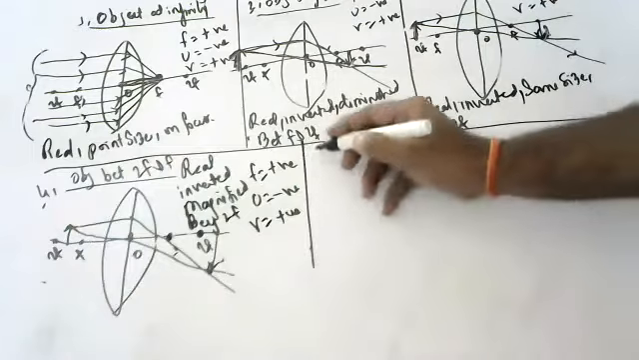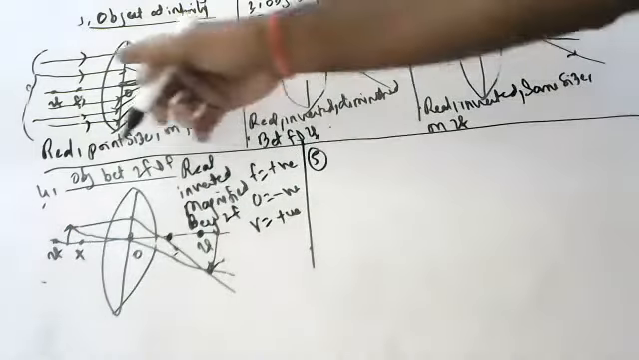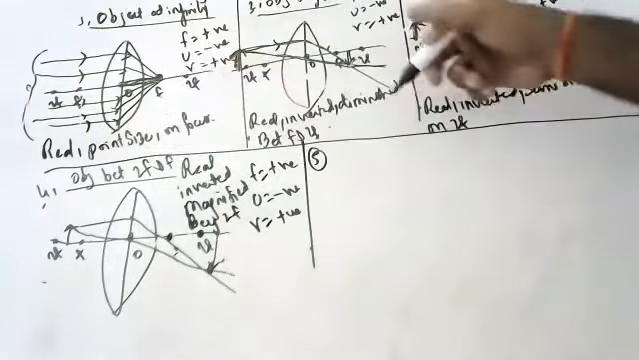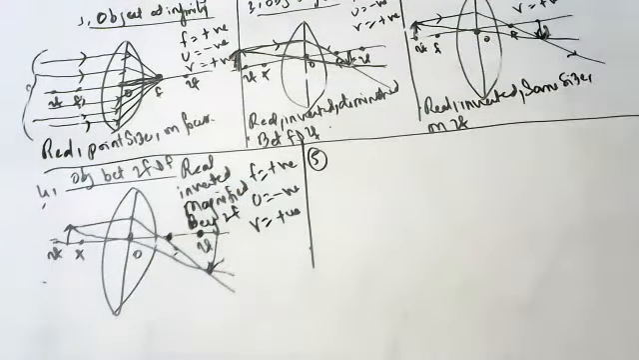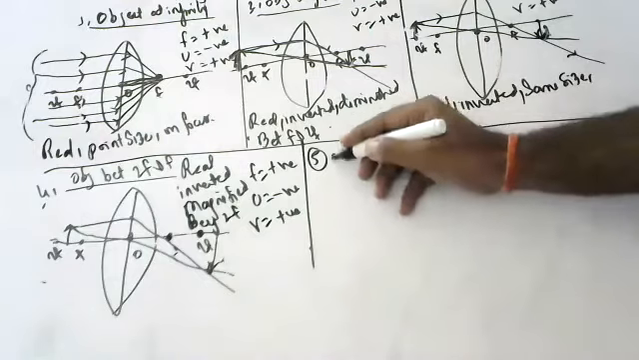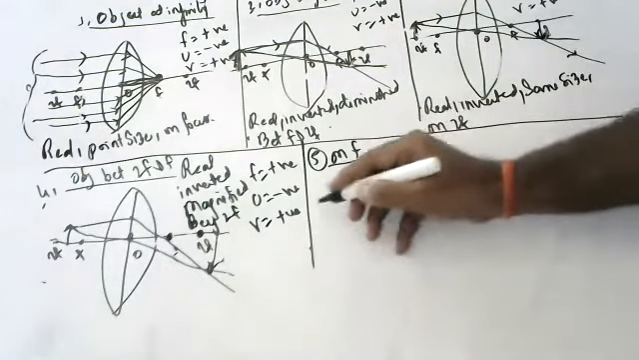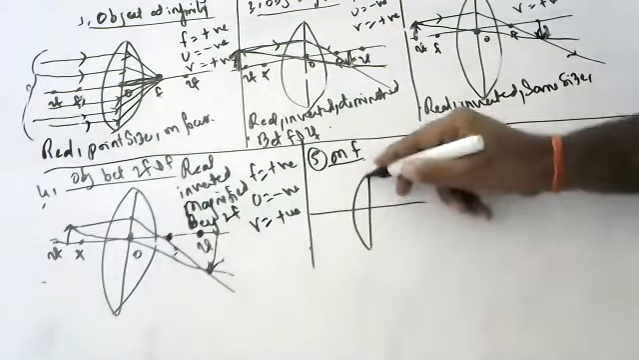Can anyone tell what will be the next heading, children? First it was infinity, beyond 2f, on 2f, between 2f and f. Can anyone tell what is the next heading for the ray diagram? At F. Very good. On f. Next is on f.